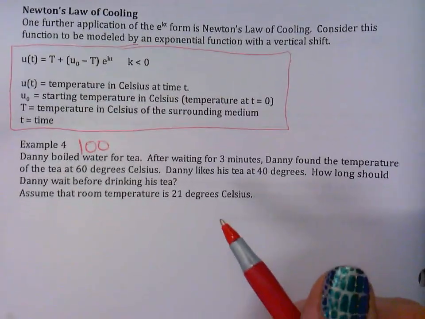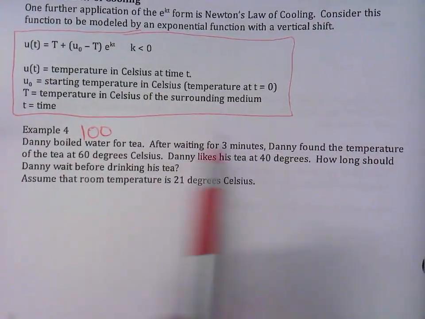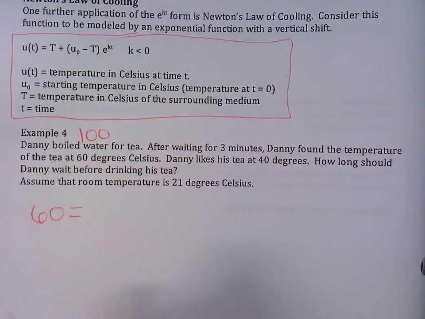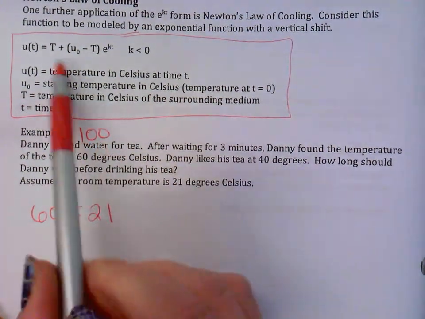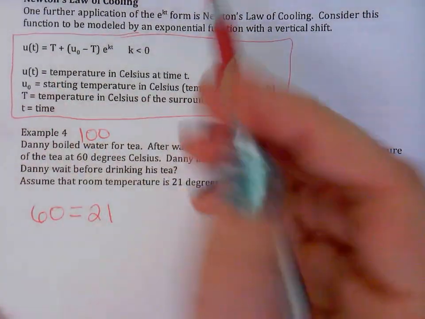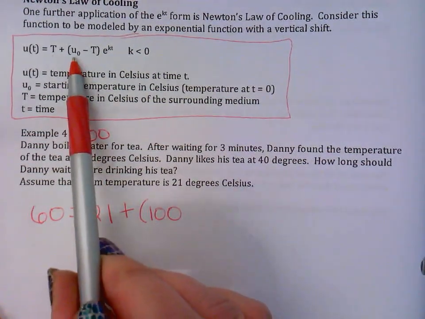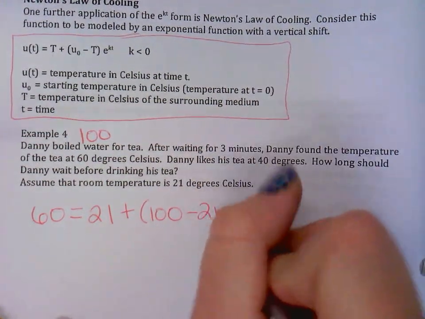So the way we're going to set it up is after 3 minutes, it's 60 degrees. So 60 is the current temperature of the tea. That goes on the left. The room temperature, it says, is 21 degrees Celsius. So that's big T in this equation. So then I write plus parentheses the starting temperature, which was 100, minus the room temperature again.